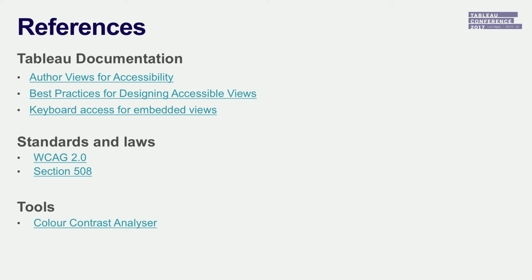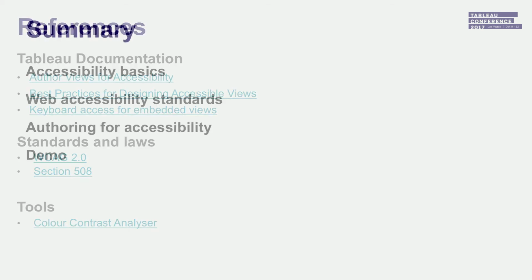It probably will take at least 48 hours, if not a week, to get all that up there, but it will be available. But if you search for authoring views for accessibility, you'll land on the Tableau help page for walking through how to build an accessible viz. I highly recommend it. Go take a look. The standards and laws that we talked about, the color contrast analyzer for picking your text colors, that's there as well.